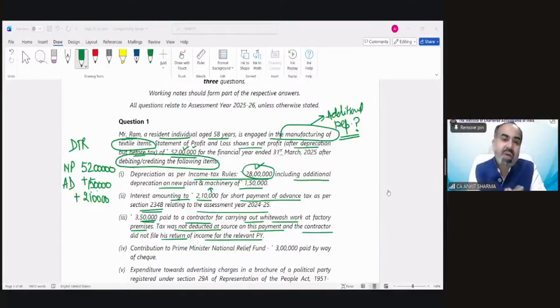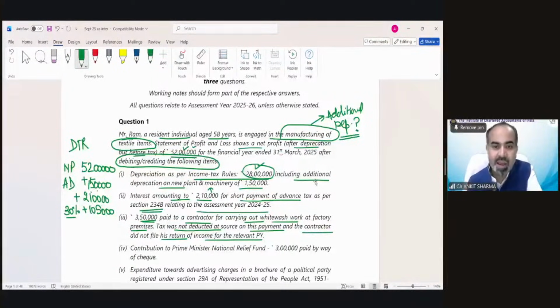Because TDS was required to be deducted but was not deducted, in that case 70% is still allowed. But we have claimed the full 100%, 3,50,000. So 30% needs to be disallowed in this case. Of 3,50,000, 1,05,000 needs to be added back. Okay. Mr. Ram needs to add back 30% only, not the full value.